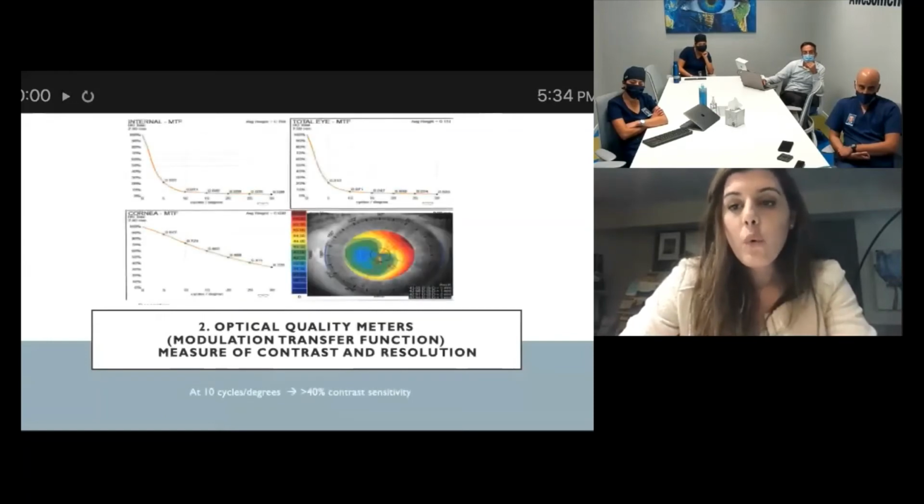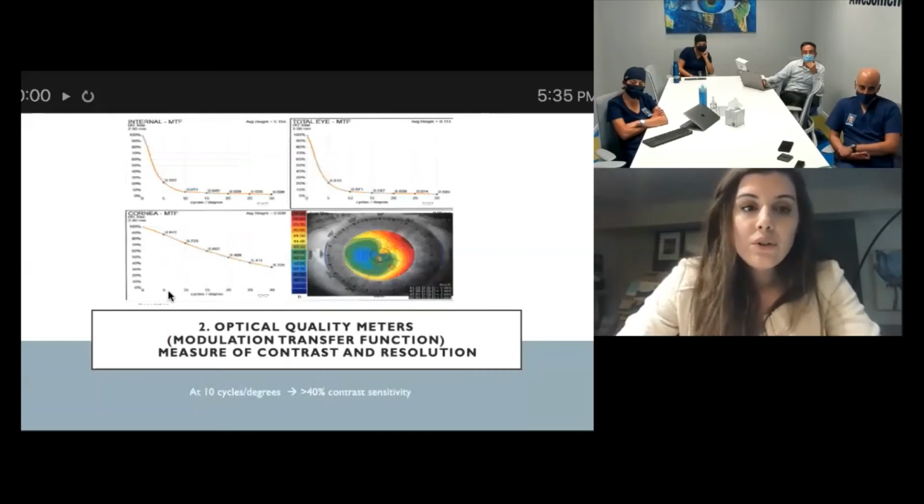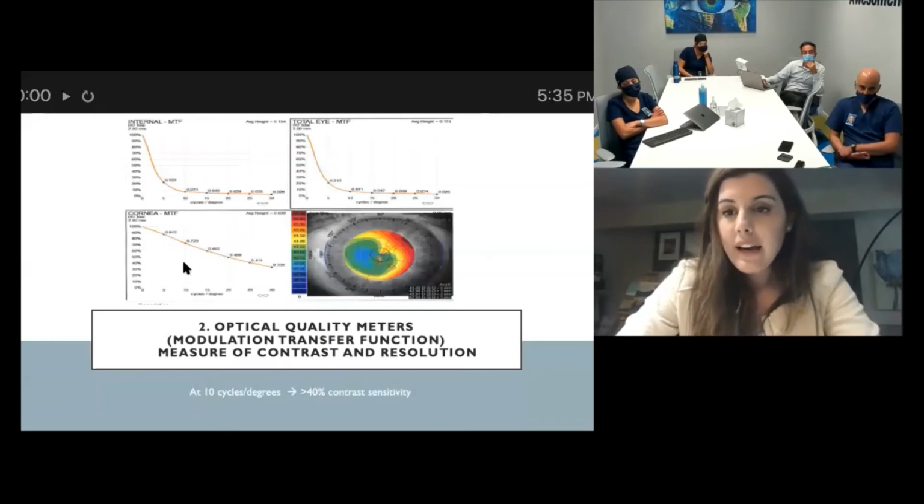A more quantitative way is looking at the contrast sensitivity and the resolution, and that is through the modulation transfer function, the MTF curve. Again, look at the corneal MTF curve, and you usually take as a reference here 10 cycles per degree, which is right over here, and you want it to be above 40% contrast sensitivity. So any curve that is above that actually represents an eye that has a good contrast sensitivity and should be okay to go for a multifocal IOL.